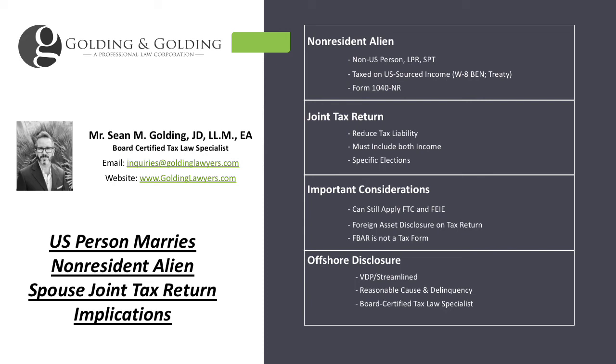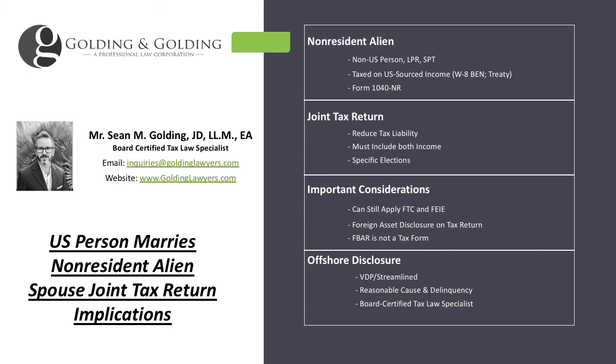Where it gets tricky is the foreign asset disclosure. With the tax return and you're filing joint, then you typically have to report your foreign assets on a host of different international information reporting forms, Form 8938, 3520-A, 5471, 8865, et cetera. There are exceptions, exclusions, and limitations, but for the most part, it's included because you're filing a joint return.